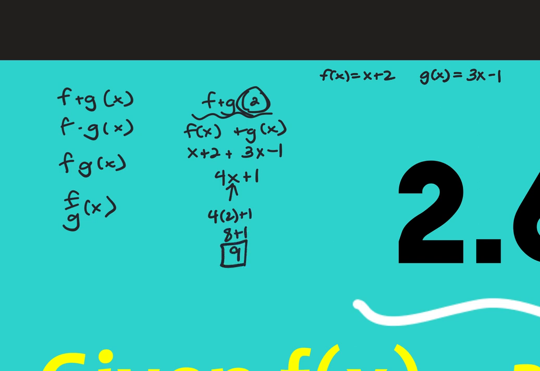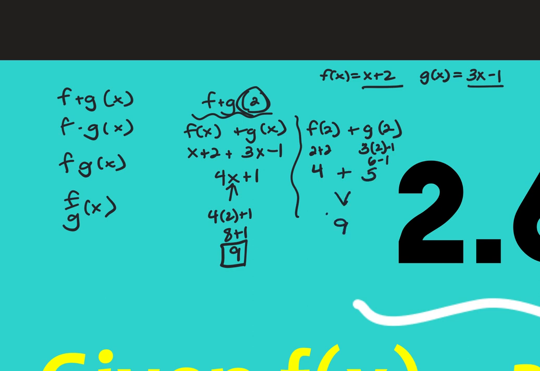So that was one option. The other option is to find f of 2 and add to it g of 2. So f of 2 would be 2 plus 2, or 4. And g of 2 would be 3 times 2 minus 1, 6 minus 1, which is 5. And then add those together at the end, and you get the 9. So you have two options when there's a value in there. Again, you can either combine the functions normally, or you can plug that value in for each of them and then perform the operation, whether it's addition, subtraction, multiplication, or division.